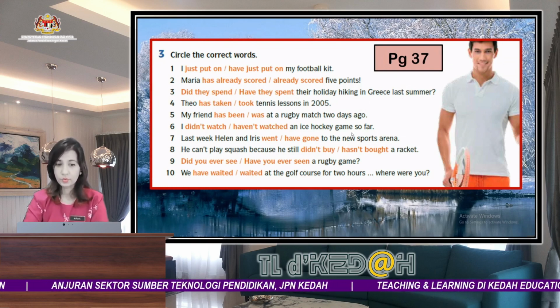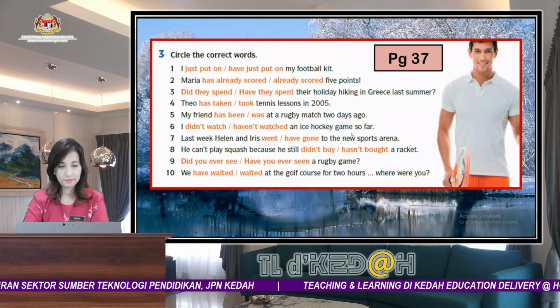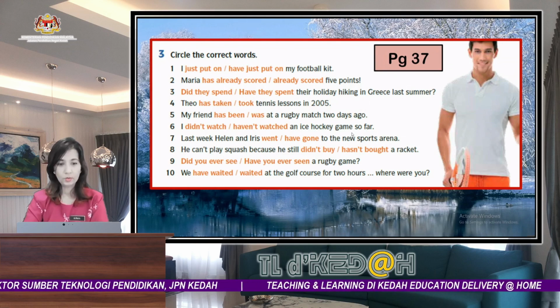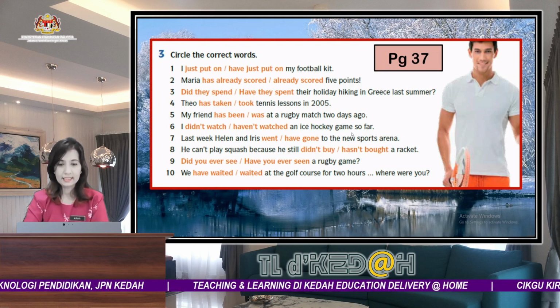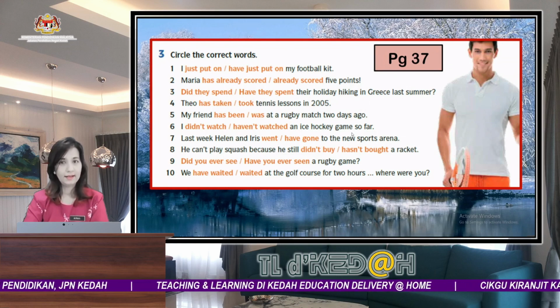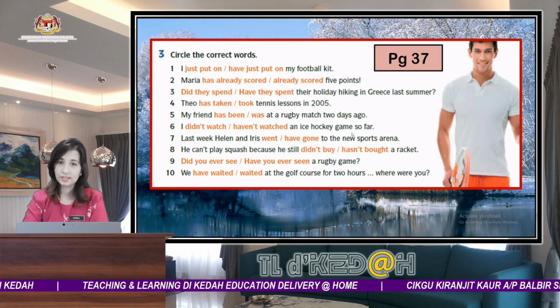Okay, right. So which one? Didn't buy is the past tense. Hasn't bought is the present perfect tense. Number 9, again a question: Did you ever see, or have you ever seen a rugby game? Fine. Is the time specified here? Which one would you choose?